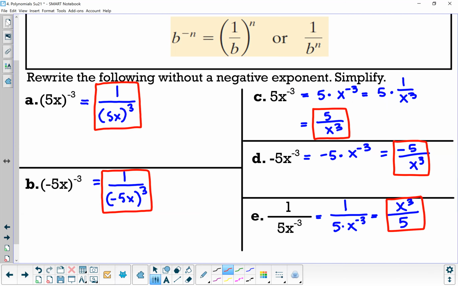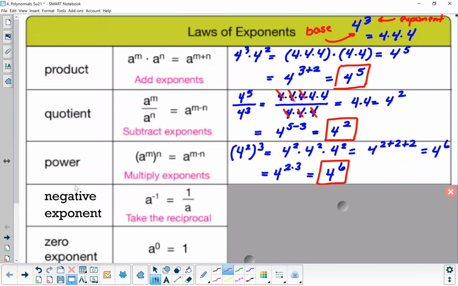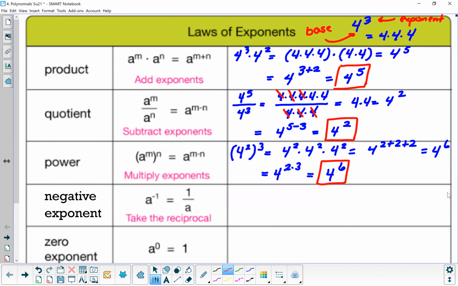Okay, so let's go back to the table that we started with and fill in those last 2 laws of exponents. So we have our negative exponent. So we can remember here, we have 4 to the -2. That's equivalent to saying 1 over 4 squared. Analogously, let's say we have 1 over 4 to the -6. That is equivalent to 4 to the 6th power.